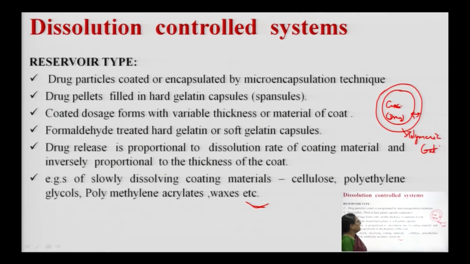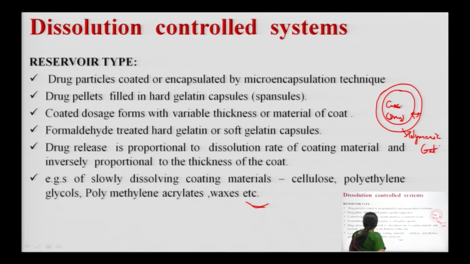These are best exemplified by coated dosage forms, where by varying the thickness of the coat or the material of the coat, we can accomplish different dissolution rates. In case of simple conventional capsules also, the dissolution can be slowed down by formaldehyde treatment of hard gelatin or soft gelatin capsules. However, once this coat dissolves or the capsule shell dissolves, all the drug will be released at once.